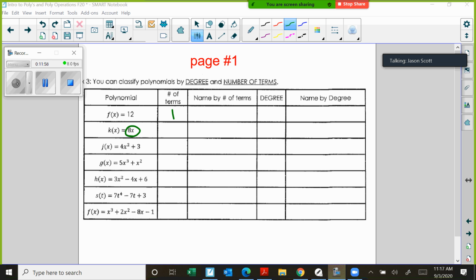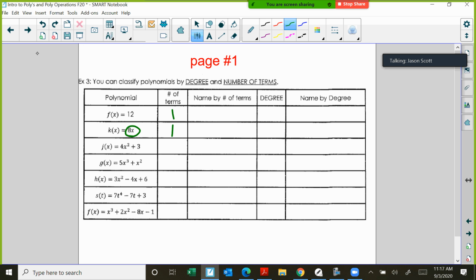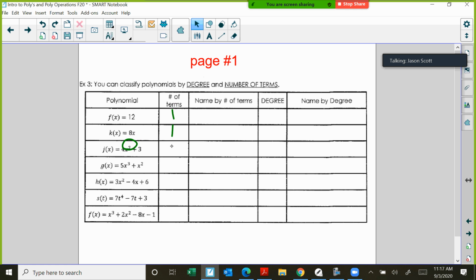All right, so this is one term. And in the next one, here, that has 2 terms. This also has 2 terms. This has 3 terms. 1, 2, 3. This also has 3 terms. And the last one has 4 terms. So 1, 2, 3, 4 different terms make up the addition and the subtraction of that polynomial.